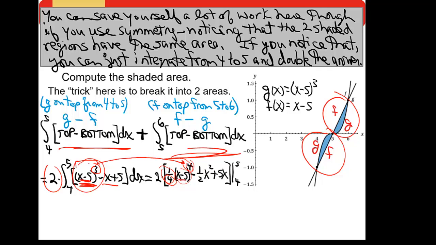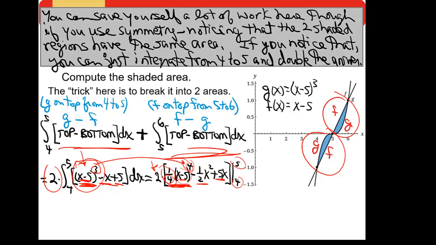So my suggestion is instead of cubing that all out and simplifying, you just use guess and check, or if you're good at substitution, just do a quick substitution, and you'll get this result right here without having to cube it all out. But then what's left is simple enough. You can take the antiderivative of minus x, it'll be minus 1/2 x squared, and the antiderivative of 5 is 5x, and you'll end up with the antiderivative of the original integrand. And don't forget, we're going from 5 to 6, and don't forget that we're doubling.